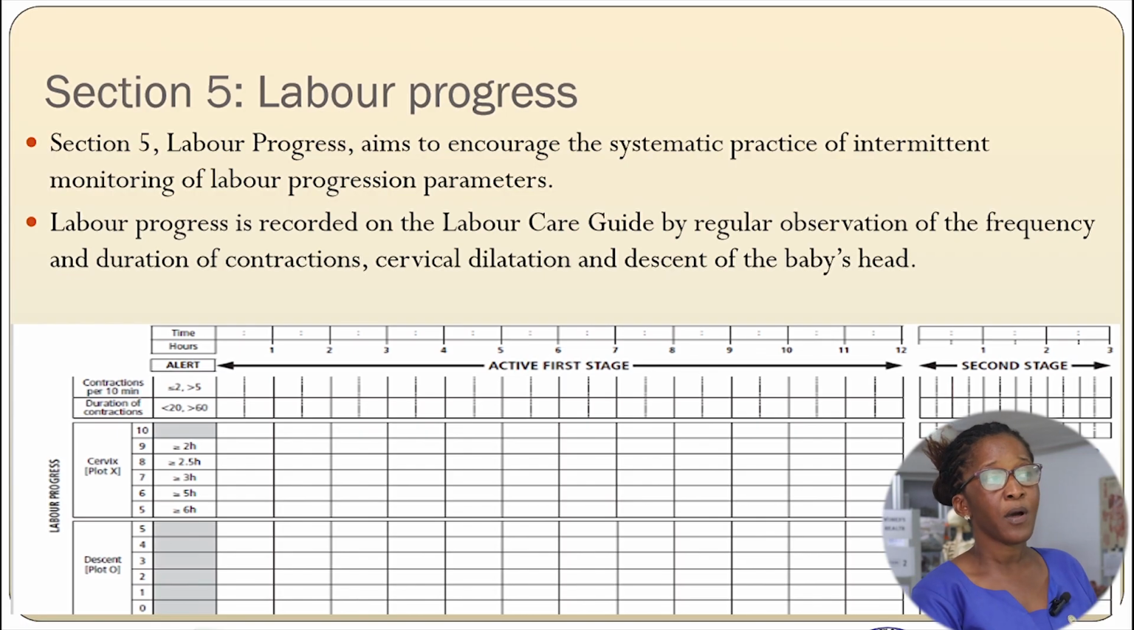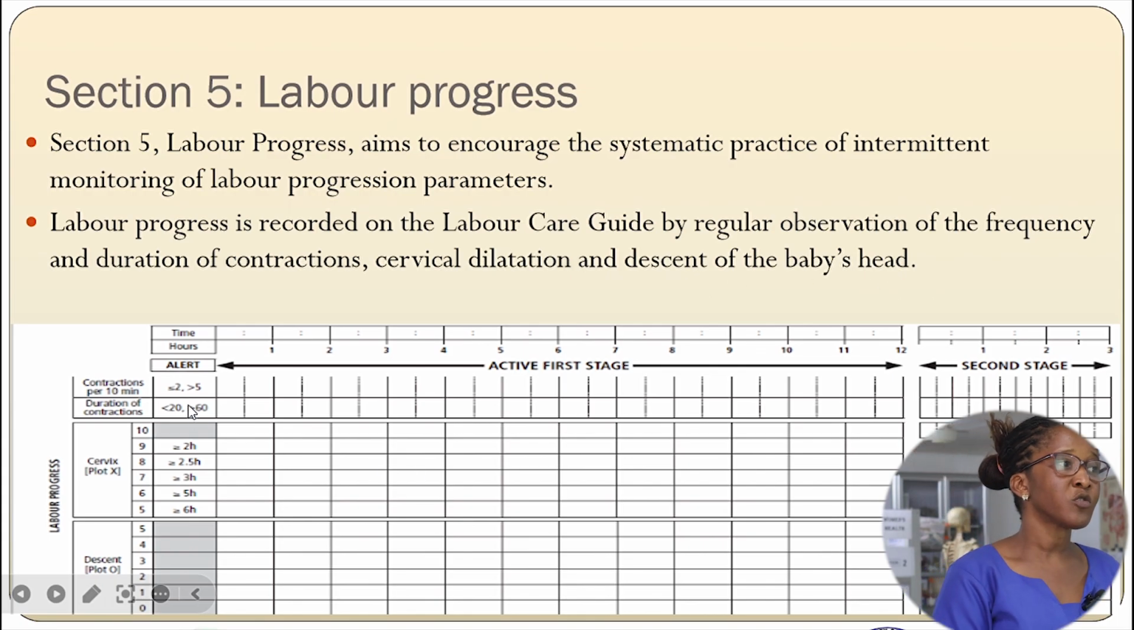Section 5 talks about the progress of labor, which aims to encourage the systematic practice of intermittent monitoring of labor progression and its diameters. The labor progress is recorded on the labor care guide by regular observation of the frequency and duration of contractions, the cervical dilatation, and the descent of the fetal head, or the baby's head. Now let's talk about this section. It's most important as much as all other sections are important.